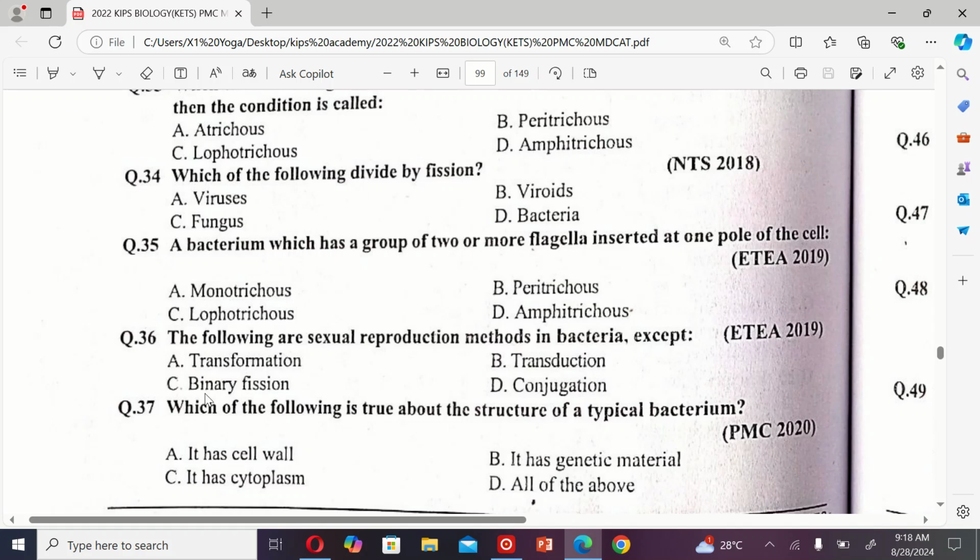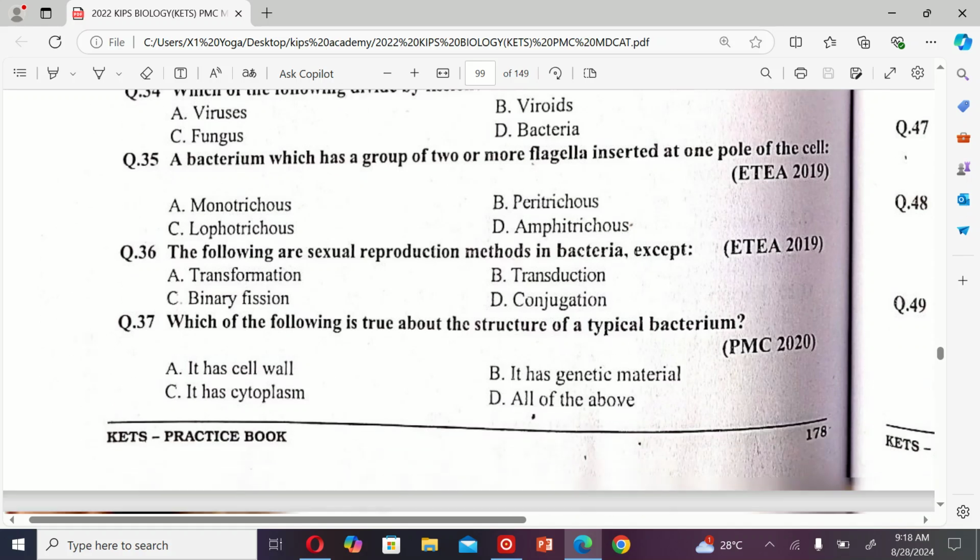Binary fission. The next MCQ is: which of the following is true about the structure of a typical bacterium? A. It has cell wall. B. It has genetic material. C. It has cytoplasm. And D. All of the above. So the correct option is D.